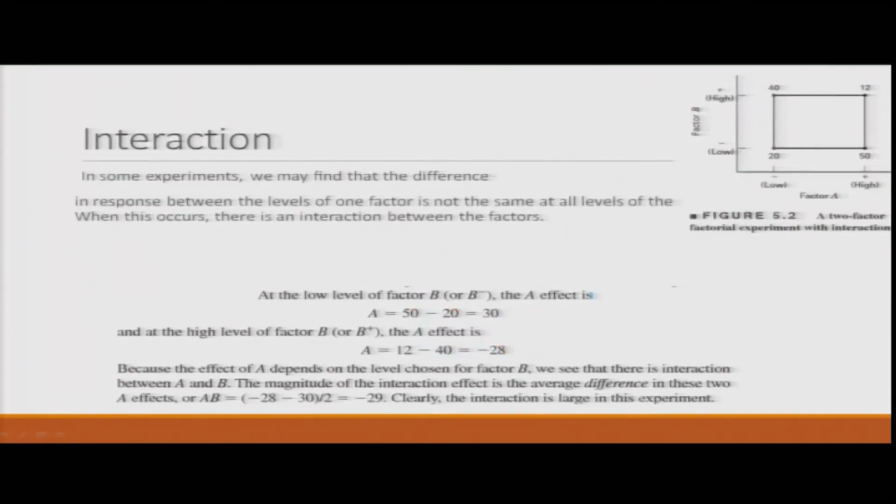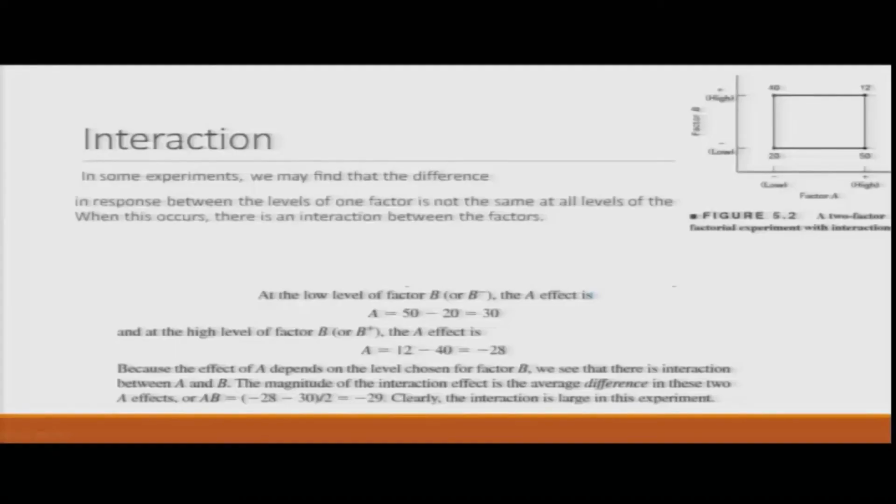In some experiments, we may find that the differences in response between the levels of one factor are not the same at all levels. So, say for example, the level is 20 for B, consider that it is 30 for B, but the responses which we will have for A may not be of the same quantum differences, or vice versa. That means, for A we have two different levels of responses, and the corresponding responses of B at the lower level of A and at the higher level of A may be different. So, this is what we mean.